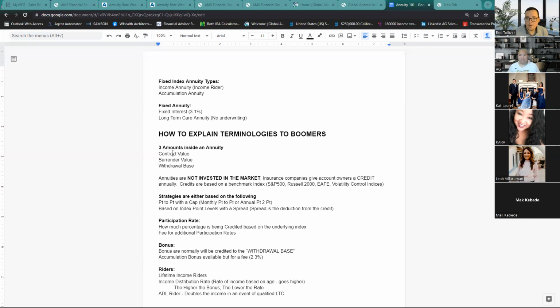So that's the contract value, and that's the surrender value. So the contract could be 120,000, but there's a 5% surrender. So for 100,000, 5% surrender, that means if they withdraw, even though they have 100,000, if they take out the whole thing, then they're only going to get 95,000. Okay, because the surrender value is minus the surrender charge, the 5%. So that's the surrender value.